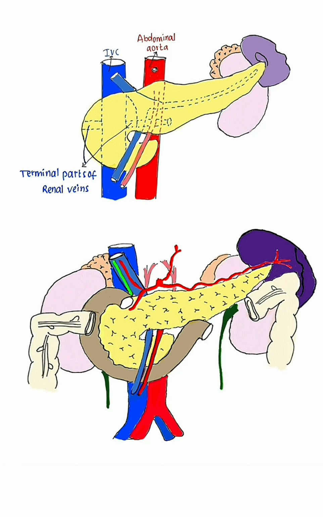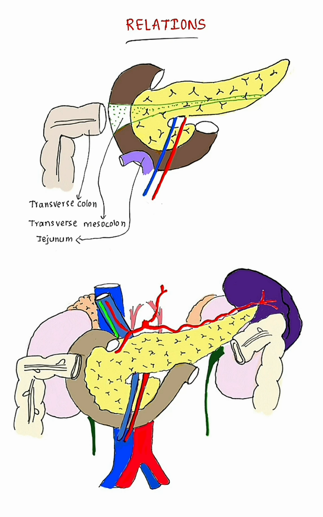The posterior surface is also related to four structures: inferior vena cava, terminal parts of renal veins, bile duct, and right crus of diaphragm. One process, the uncinate process. Anteriorly, it is related to the superior mesenteric vessels. Posteriorly, it is related to the abdominal aorta.